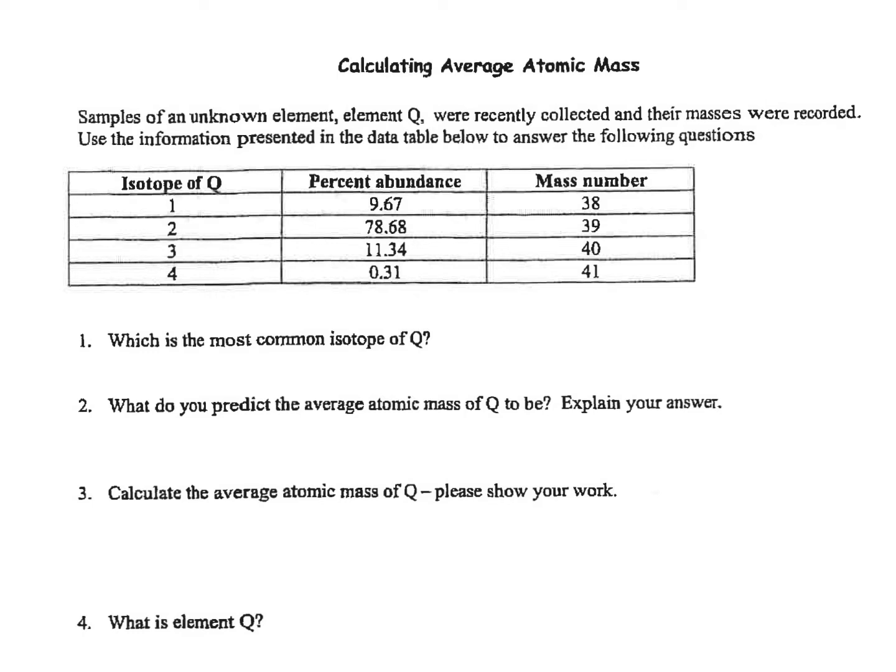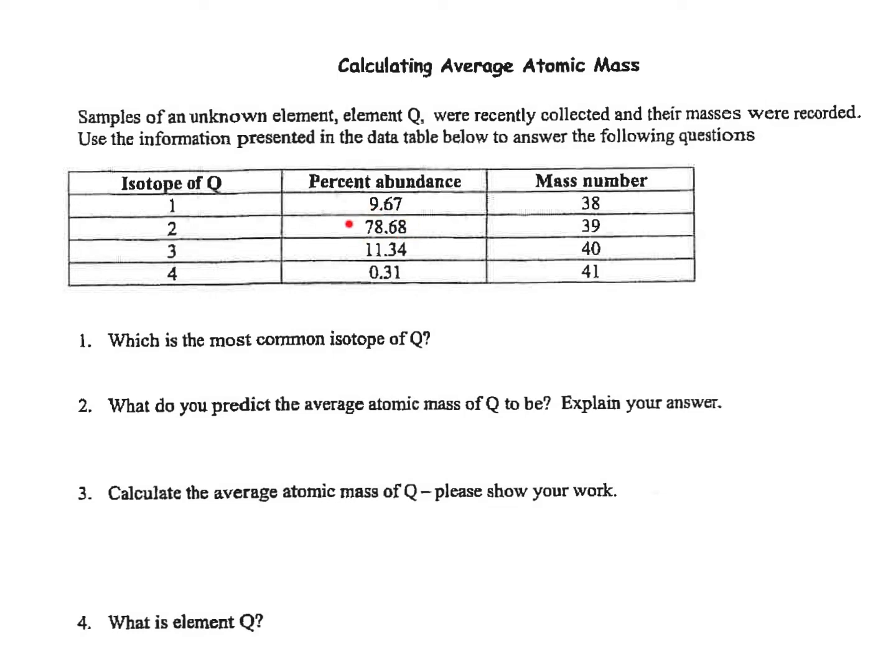So here we've got a table. We've got an imaginary element named element Q, and there are 4 isotopes of Q. Remember, isotopes are atoms of a certain element that have a different number of neutrons. Remember, all atoms of a certain element would all have the same number of protons, but not necessarily the same number of neutrons.